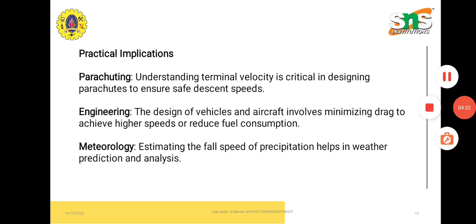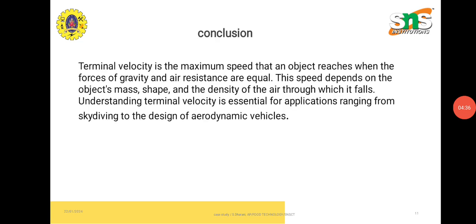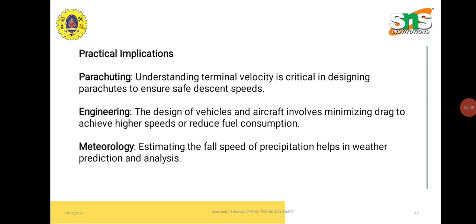Practical implications: engineering. The design of vehicles and aircraft involves minimizing drag to achieve higher speeds or reduce fuel consumption.